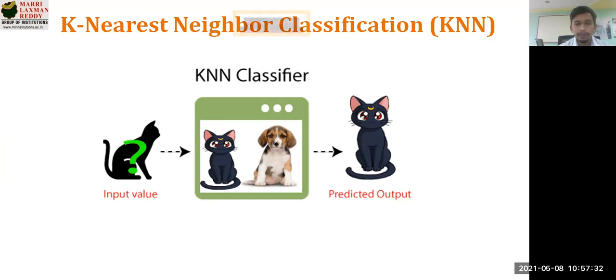This picture depicts a small understanding of what is happening in KNN classification. You can see we have an input value which looks similar to a cat here, right? In a KNN classifier, we already have a training model of what is a cat and what is a dog. Whenever I give this input, it predicts the output as a cat, because of the features available in the input picture. So it says that this belongs to the cat class, right?